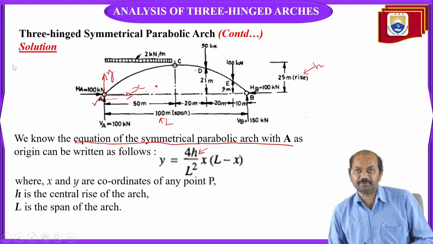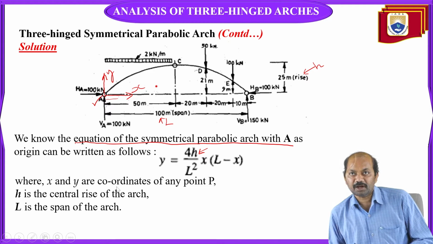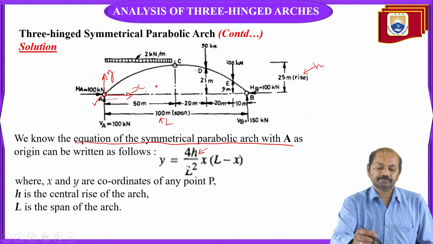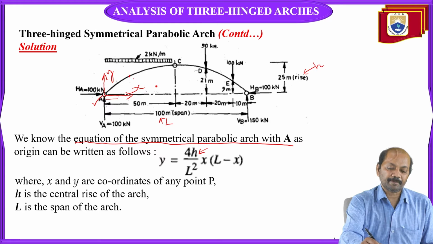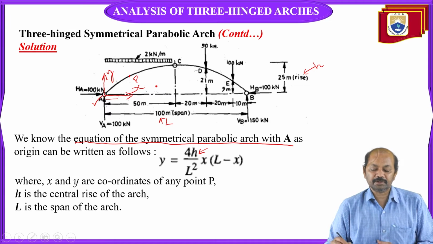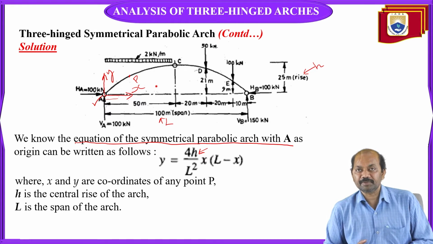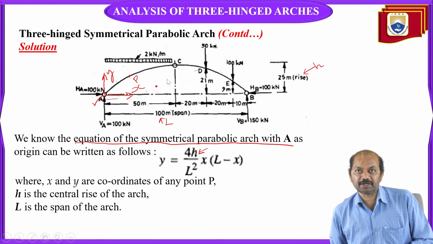I have given the explanation where x and y are coordinates of any point P. Any point, it may be here or here or here, anywhere. h is the central rise of the arch. Central rise is this, which is equal to 25 meters. And L is the span of the arch, 100 meters span.